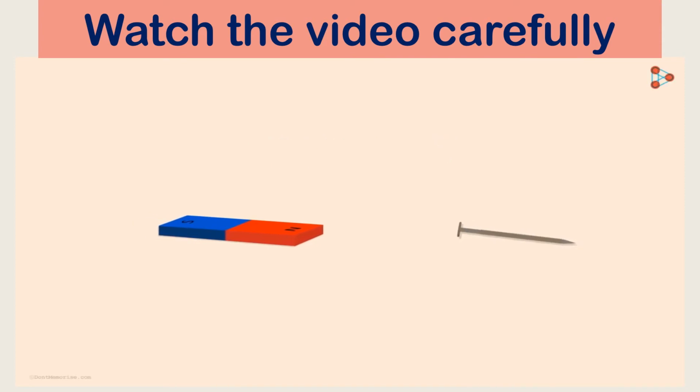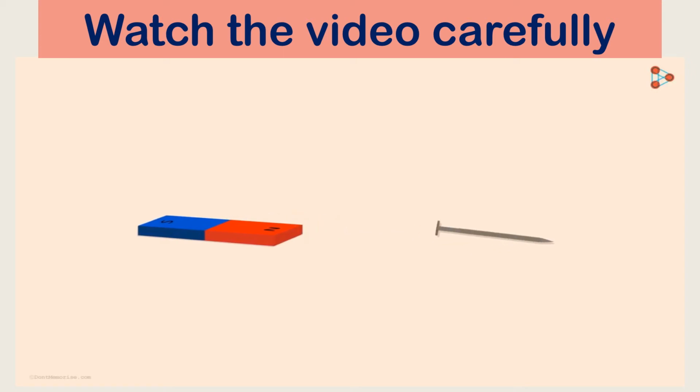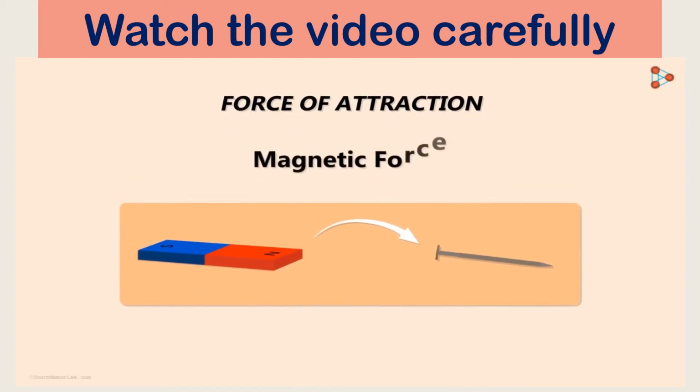We know that as we bring it closer to the nail, at some point the nail moves towards the magnet and sticks to it. Moreover, it remains there until we manually separate it from the magnet. So why does an iron nail stick to the magnet? This is because of the force of attraction that binds the magnet and the nail together. This force is applied by the magnet on the nail and hence it's called a magnetic force.